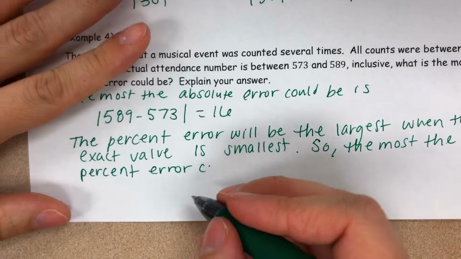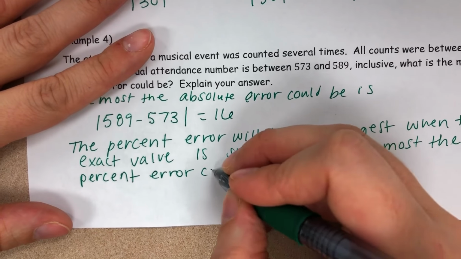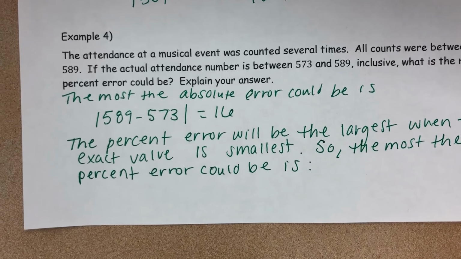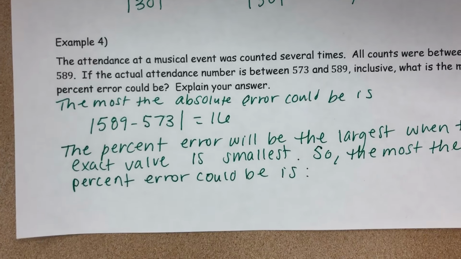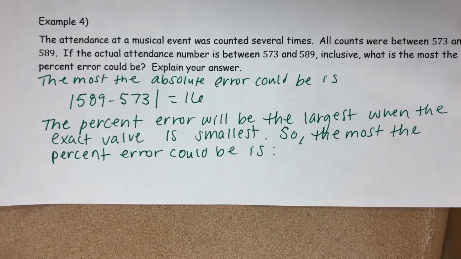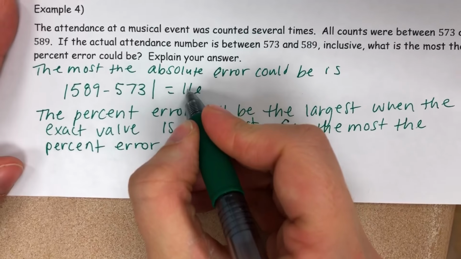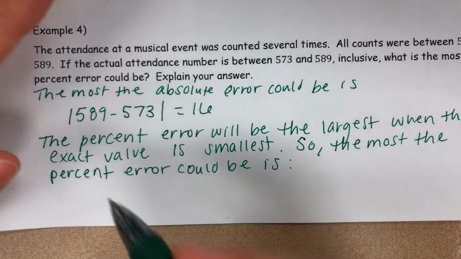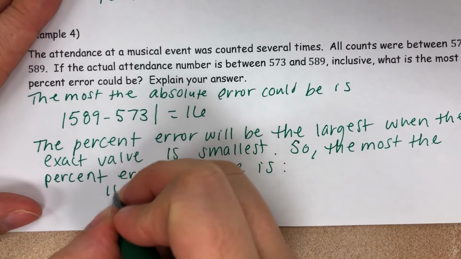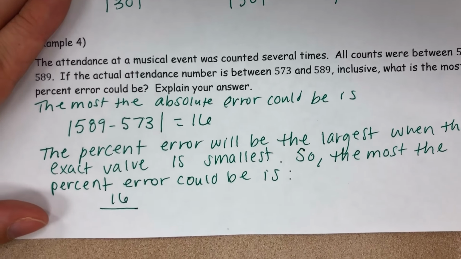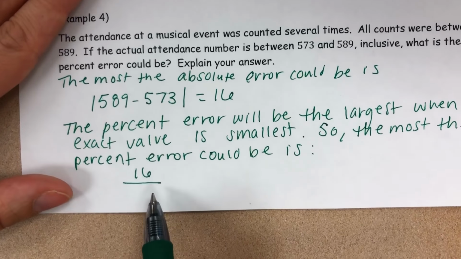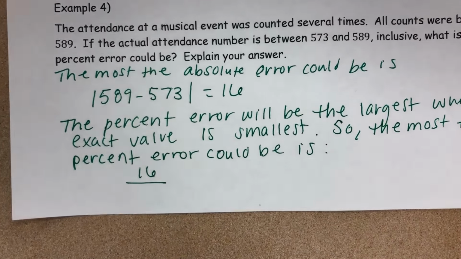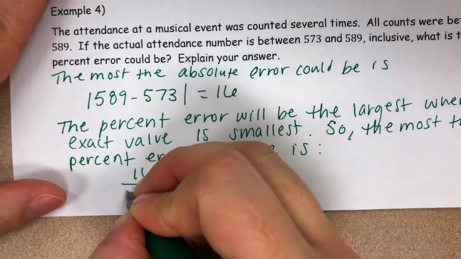So the most the percent error could be is, all right, the percent error will be the largest when the exact value is the smallest. Well, that makes sense. Think about it. If we know that the most that the absolute error could be is 16. So that's what we did as our a minus x on the top of our numerator with the absolute value. Well, if I divide by a, sorry, I'm losing my train of thought here. Let me write this down first.